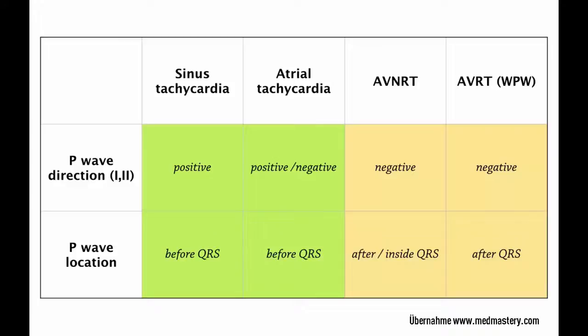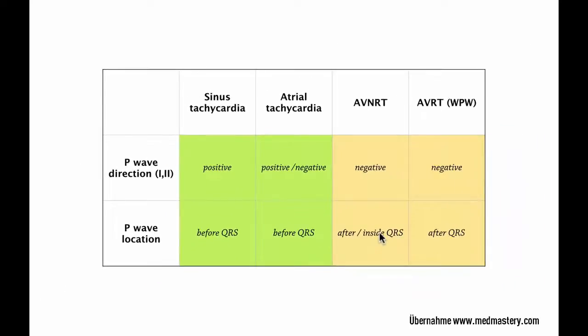Now what about the circus movement tachycardias, AV-nRT and AVRT? Well, here the P waves are always negative and they usually come after the QRS and sometimes inside the QRS, as we've just learned with the pseudo R prime trick. But there's one more trick for how you can differentiate between AV-nRT and AVRT, and I'm going to teach it to you in just a bit.